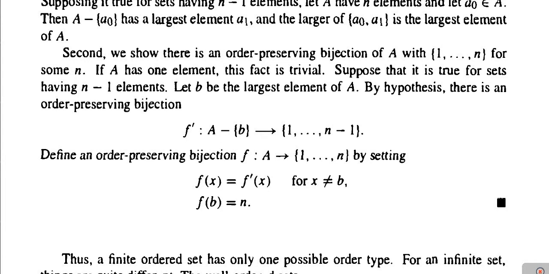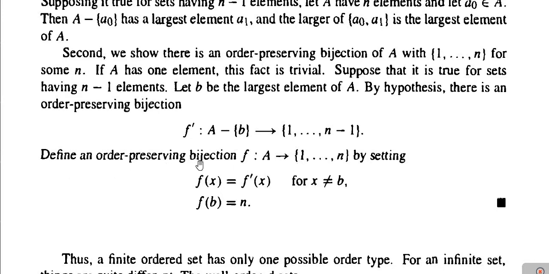So if A has n elements, then definitely A minus {b} is the set which has n-1 elements, and therefore by our assumption there exists an order preserving bijection from the set A minus {b} with the set {1, 2, ..., n-1}. Let us denote this order preserving bijection by f'. So f' is the order preserving bijection between the sets A minus {b} and {1, 2, ..., n-1}. Now, by using this order preserving bijection, we will define an order preserving bijection.